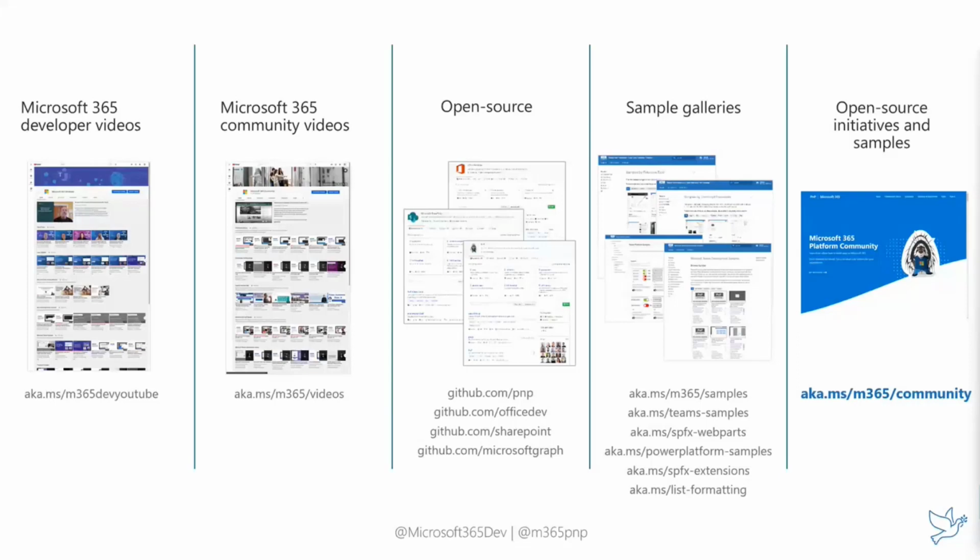And if you're wondering that there are so many URLs to remember, luckily there's actually only one, which is aka.ms/m365/community, and you will land on our Microsoft 365 Platform community page. Trying to speak English, it's hard. From there you can get access to all of the different assets which are available from Microsoft and from other people in the community, because a lot of these assets are contributed by our open source community through multiple different channels.